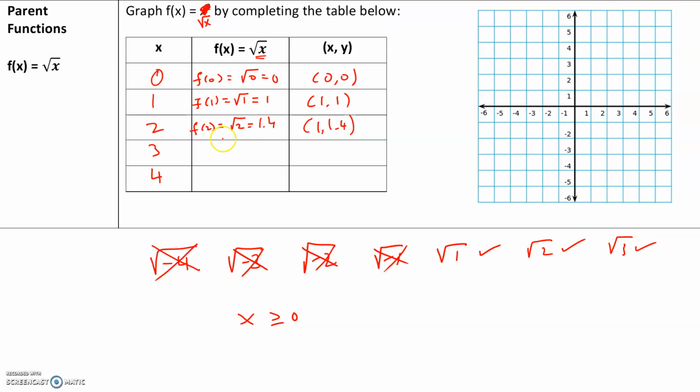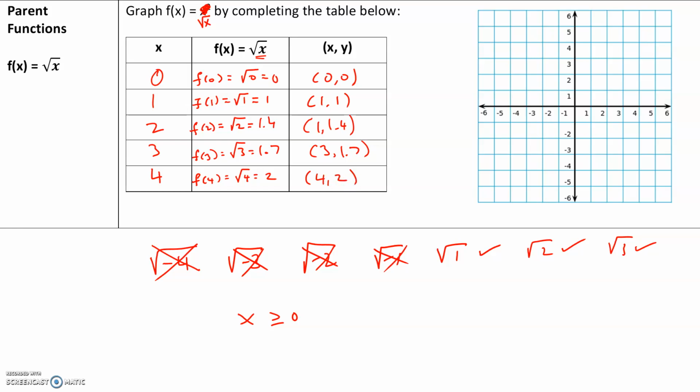So take out a calculator, put in radical 2. It should give you 1.4. And then we got f of 3. Put that on a calculator. Radical 3 is 1.7. And then put in 4, so f of 4 is radical 4. Again, feel free to use a calculator, but that'll give you 2. Okay, these are my 5 points.